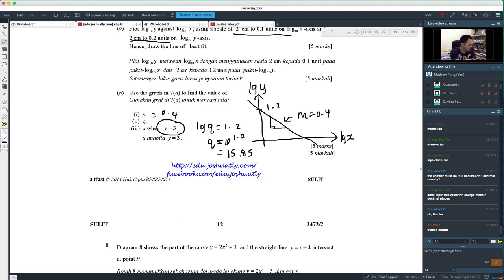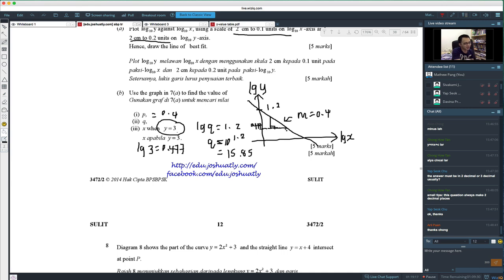I basically will get 0.477. Then log 3 is equal to 0.477. So I will find my graph 0.477. Let's say it's here. Okay, this is 0.477. Then I will dot until I touch the graph. I dot down here to see what this x value is.